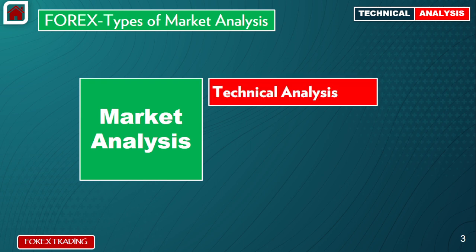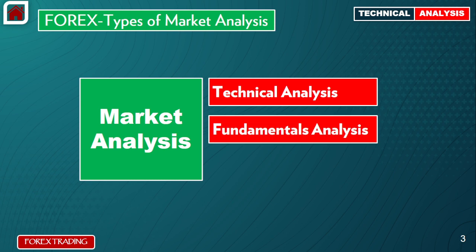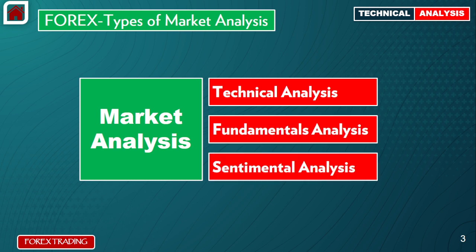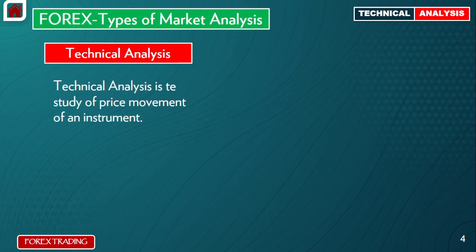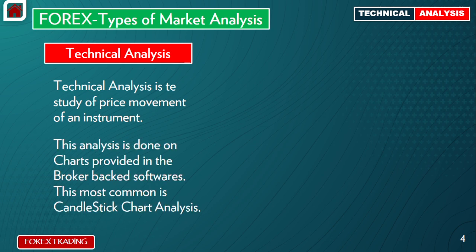So market analysis, there are three types of market analysis in Forex trading: number one, technical analysis, number two, fundamental analysis, and number three, sentimental analysis. So let's see one by one what these are. Technical analysis is the study of price movement for an instrument, and this analysis is done on charts provided in the broker-backed software or trading platforms, and the most common is candlestick chart analysis.